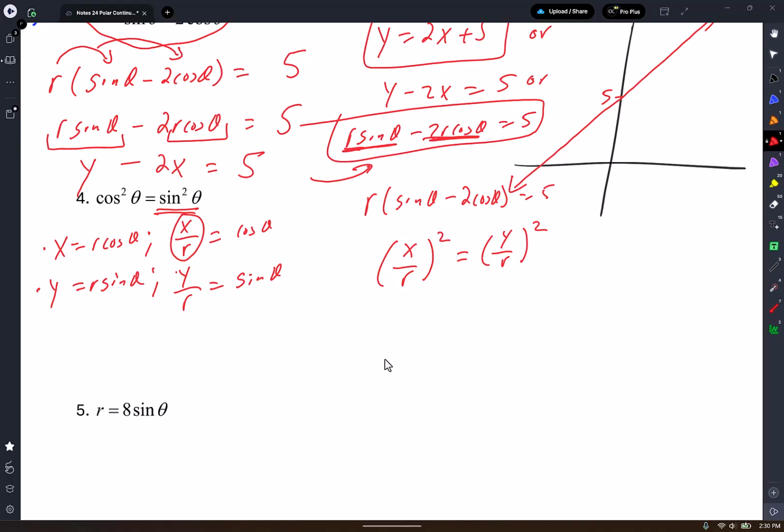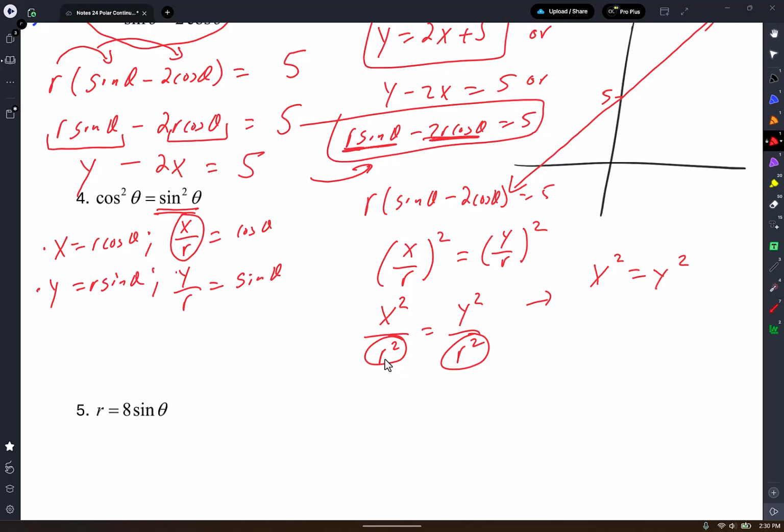When I square both of them, x squared over r squared equals y squared over r squared. Are we okay so far? Nothing crazy, right? Now I do see an r squared on both of them in the denominator, so you can rewrite this as x squared equals y squared. If you don't like that, guys, it's okay. You can just cross multiply and divide by r squared.